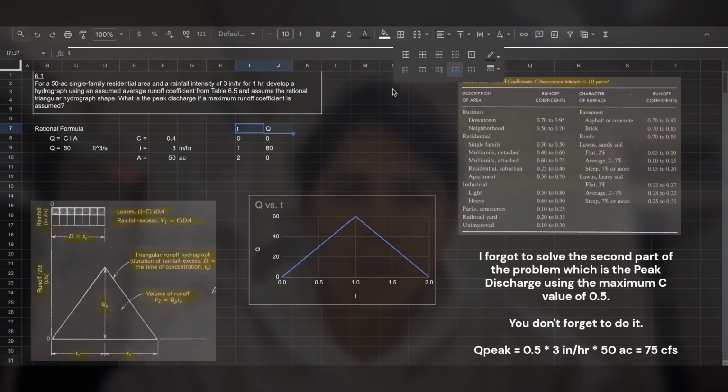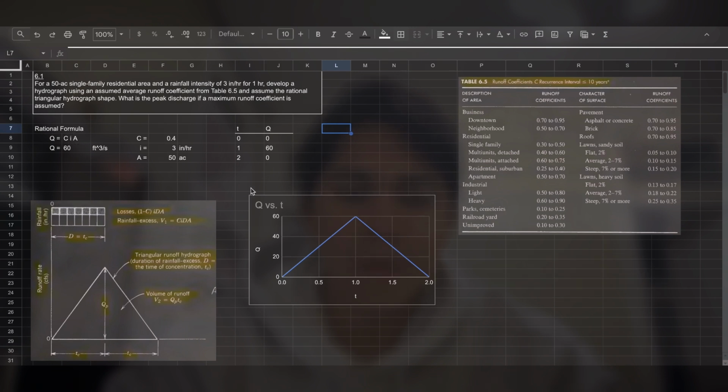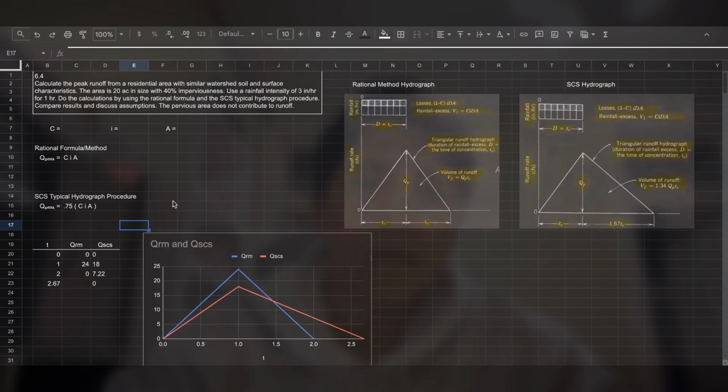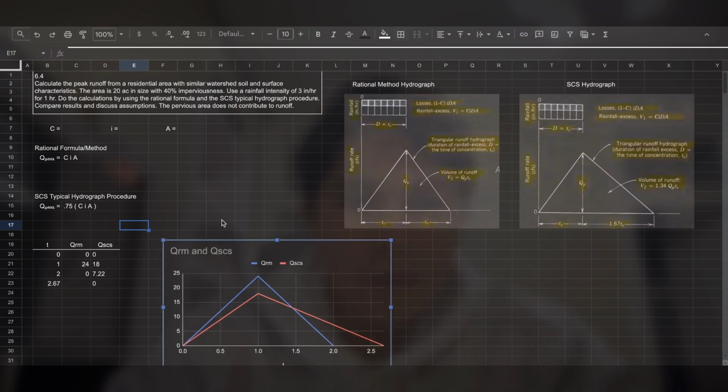Now remember these characteristics of the rational method, Q equals CIA. Because now in the next problem, we're going to use a different method, the SES method. And it's going to look a little different, and I'm going to try my best to explain why and how it works.